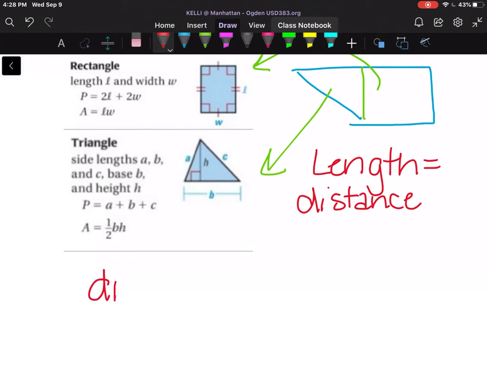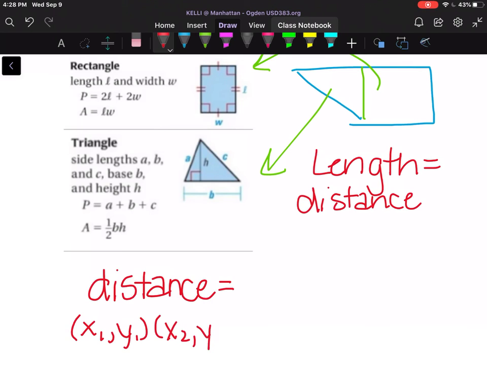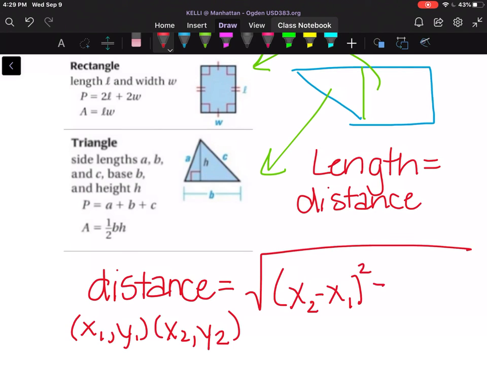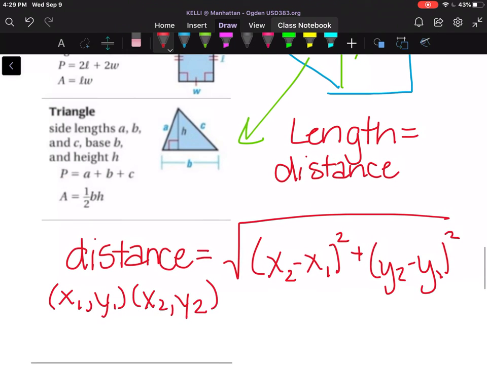So remember, distance, you need 2 points, so you need x1 and y1 of one vertice and x2 and y2 of another vertice. And to find that, we use this long formula. Remember, x2 minus x1 squared plus y2 minus y1 squared. And so as long as you can remember that you're going to need that in order to find perimeter and area, you should be good to go.